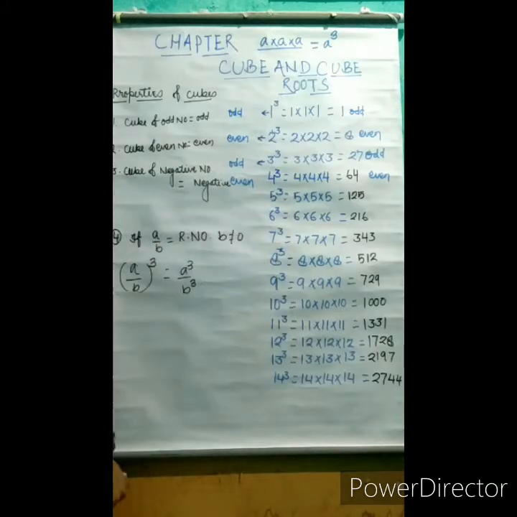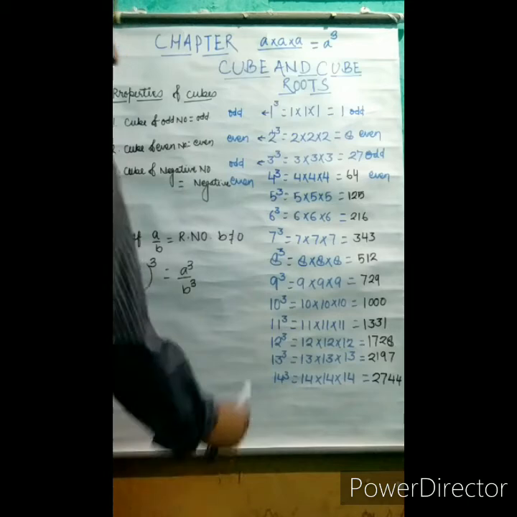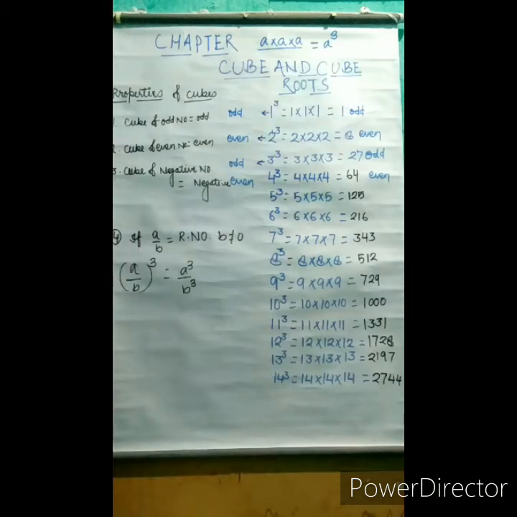Here you can see all the cubes of natural numbers given up to 14. By this method you can find the cubes of other numbers. By multiplying that particular number by itself three times, you will get the cube of that given number. So here are some properties of cubes.